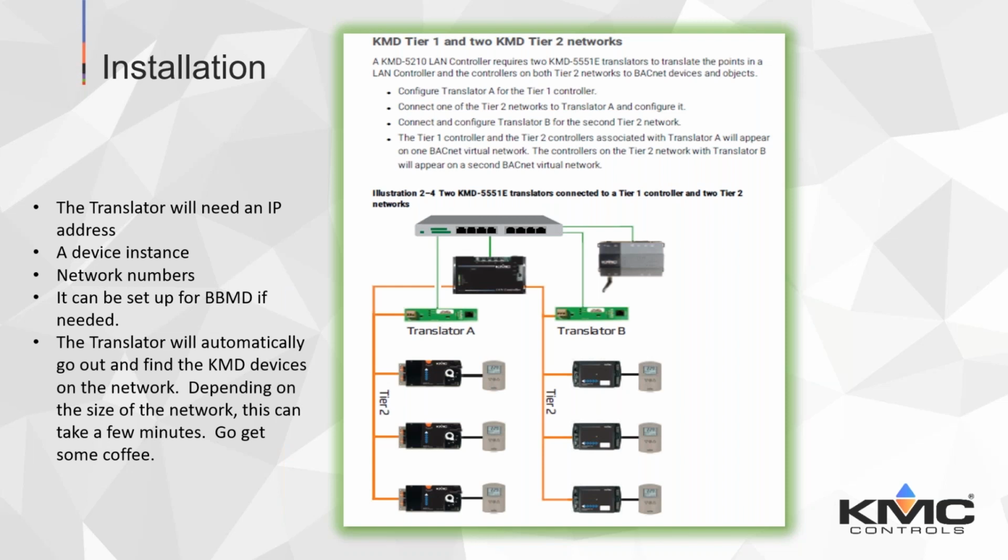So if I have multiple instances of Niagara and multiple Jaces, only one of those would need to be licensed to keep the translator alive. Yep, although they both could access the information via BACnet from either translator. So one Niagara license to many translators. Yes. That's a common question we get.